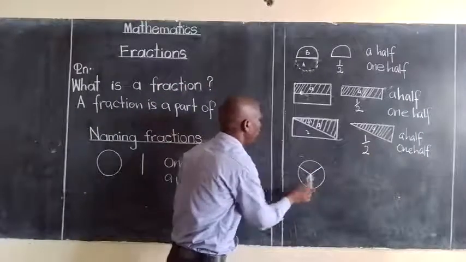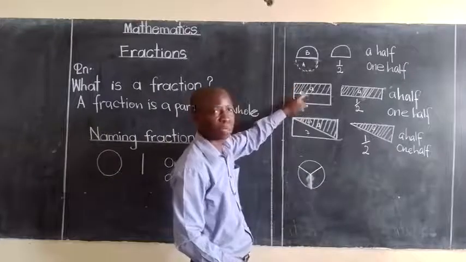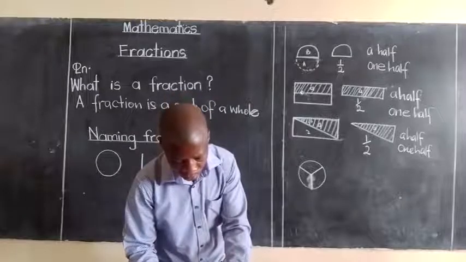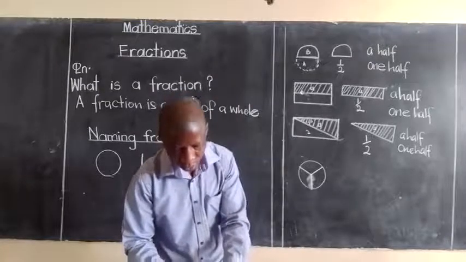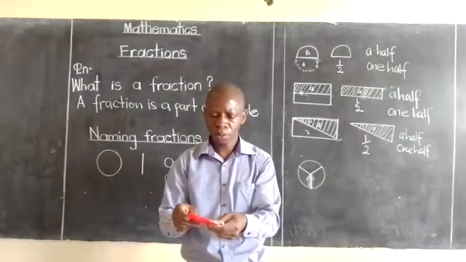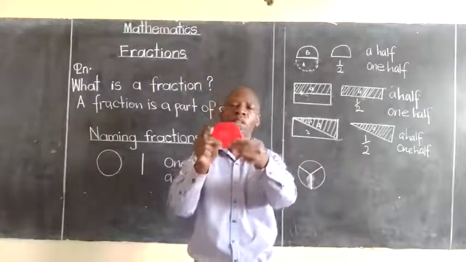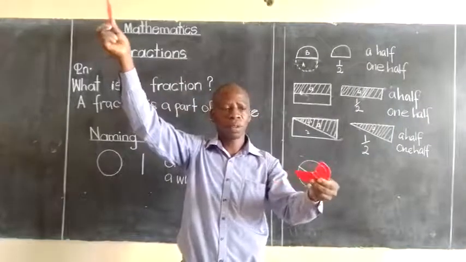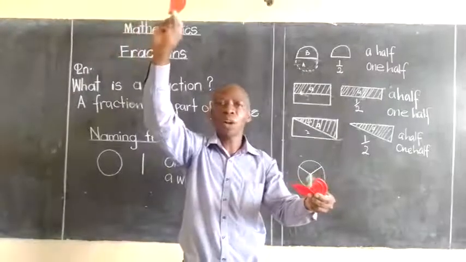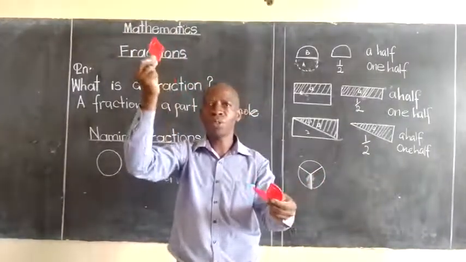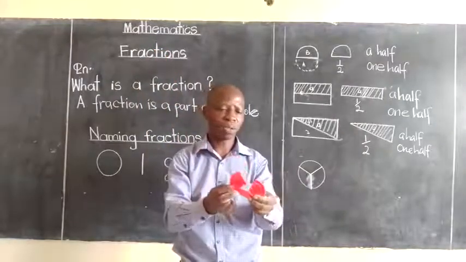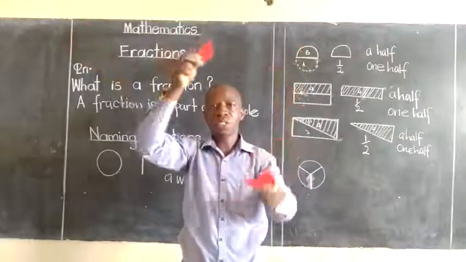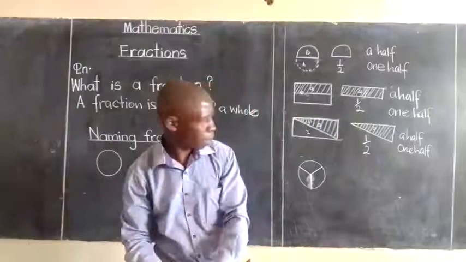3 equal pieces. Even here the parts have to be equal. This is a whole. Now we are removing one part. One part. And this is 1 out of 3. There are 3 parts. Now we are removing one part. These are 2 parts. So it's 1 out of the 3 parts.